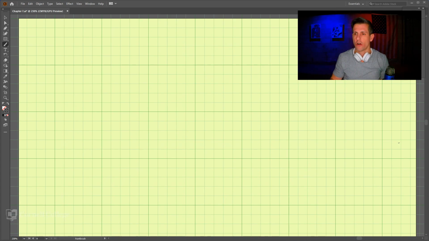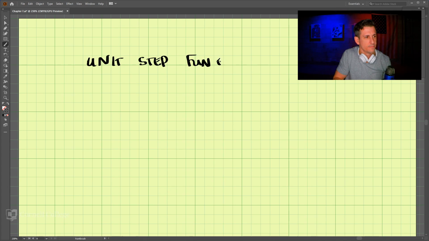And what we call it here is the unit step function. So if we call this the unit step function, and what this is, see if I can draw.